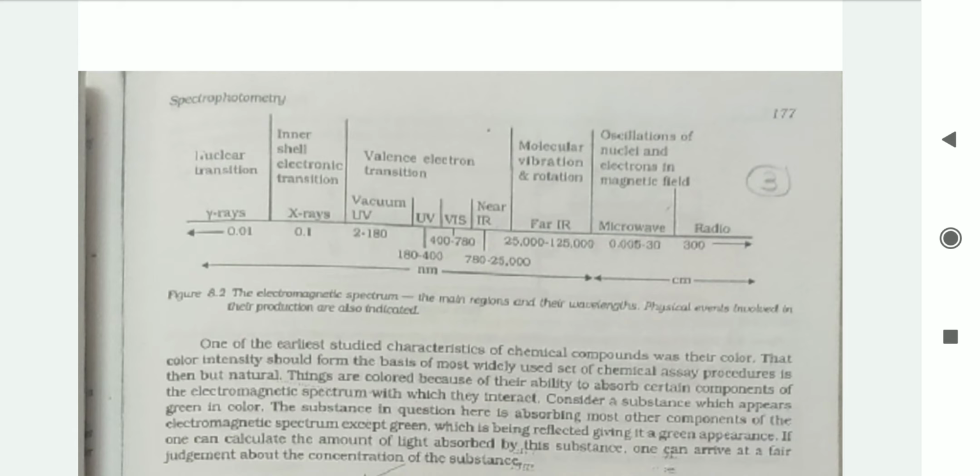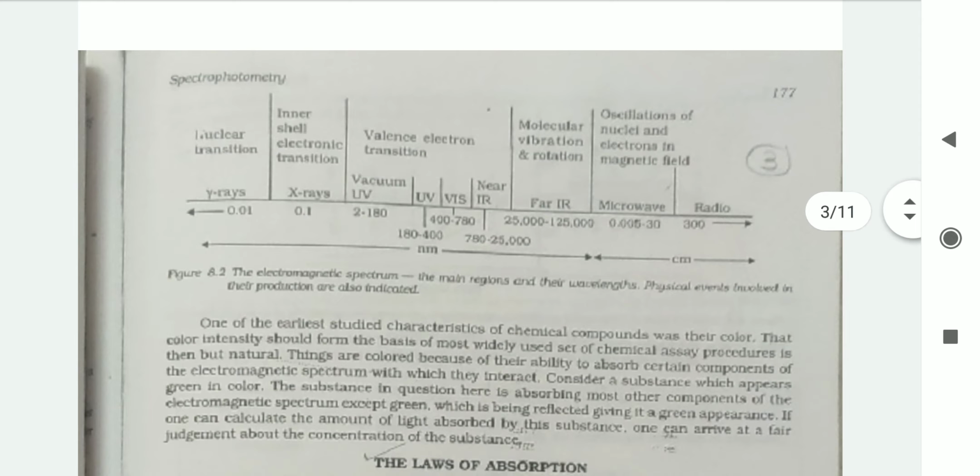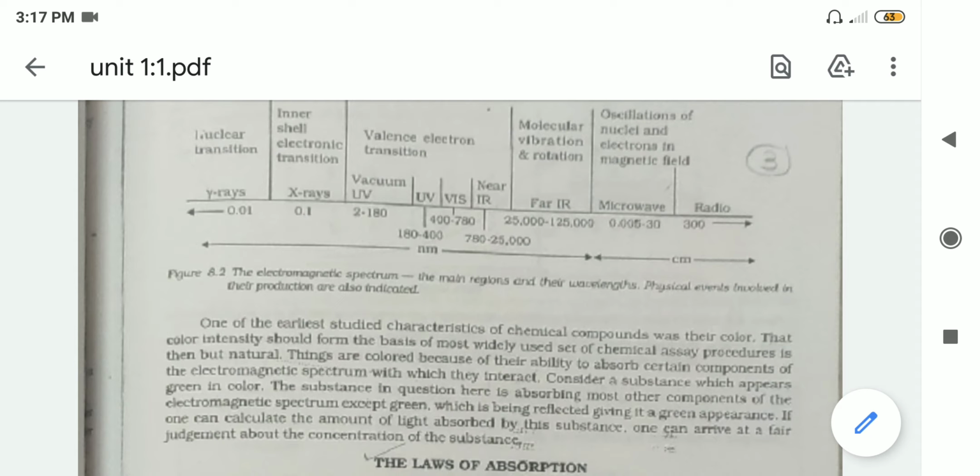These gamma rays are very harmful in nature. These are only produced while there is a nuclear transition, meaning in any atom, the nucleus is there. Whenever there is any nuclear fission or fusion reaction, at this level only these rays are produced. The next type of rays are the X-rays.